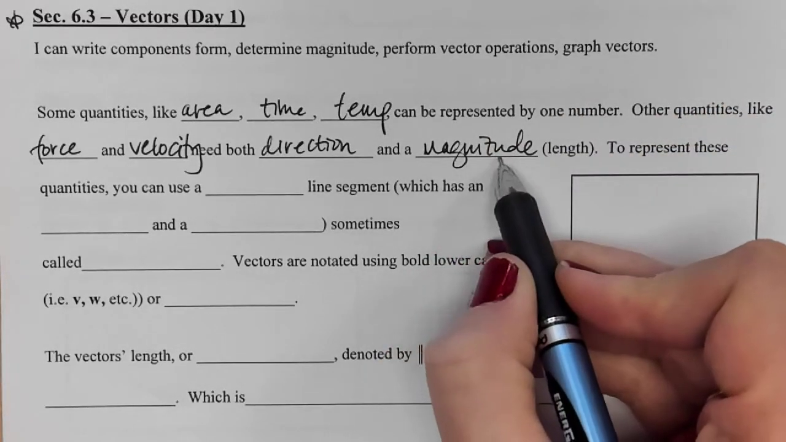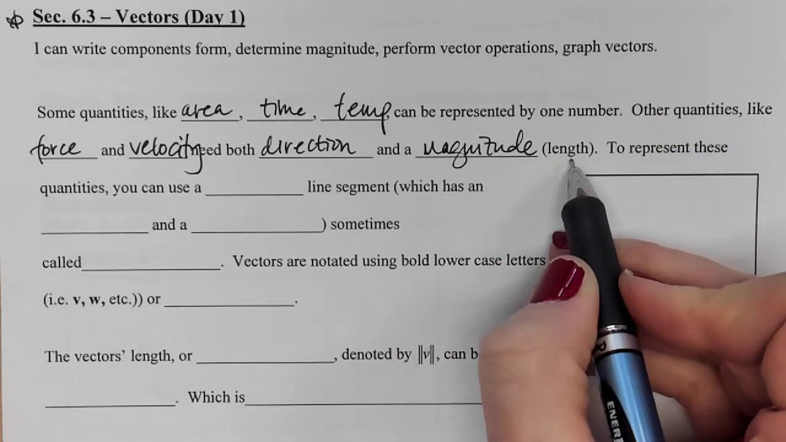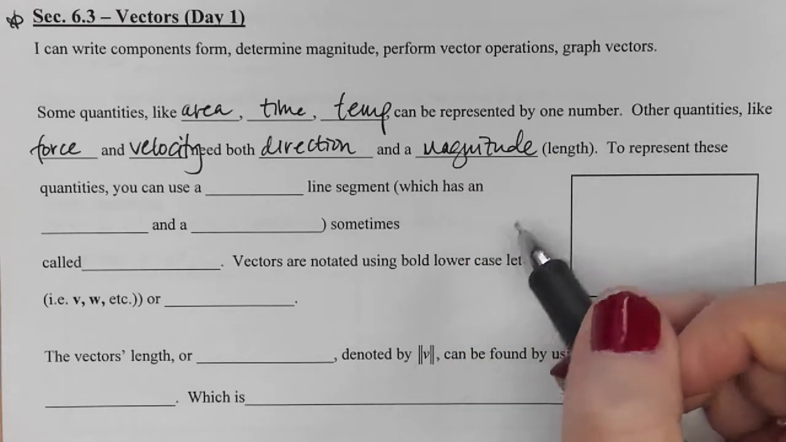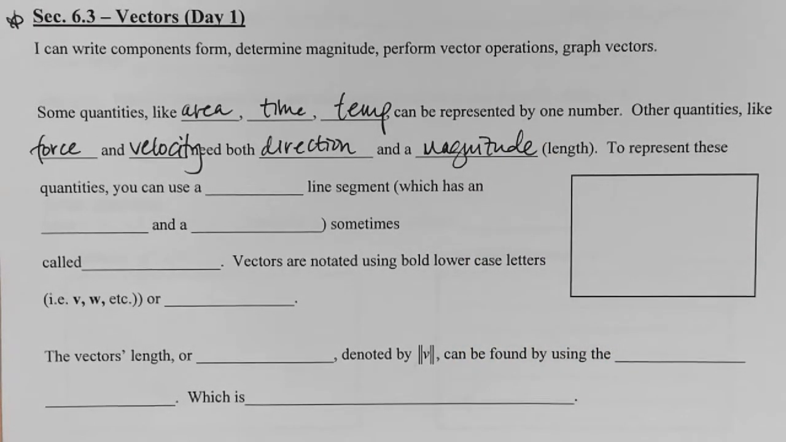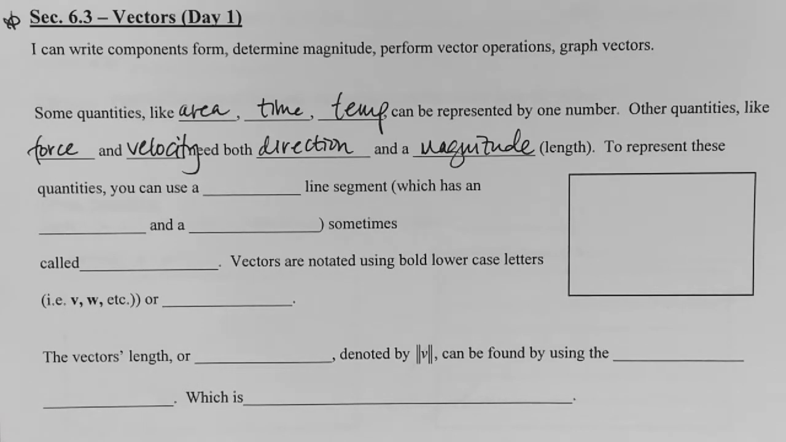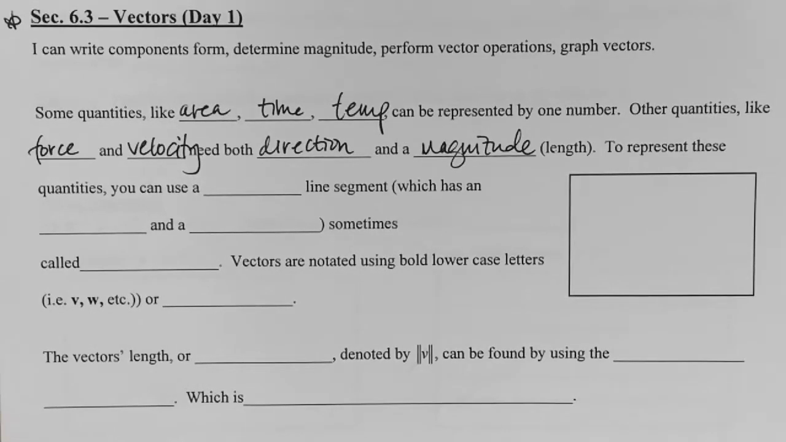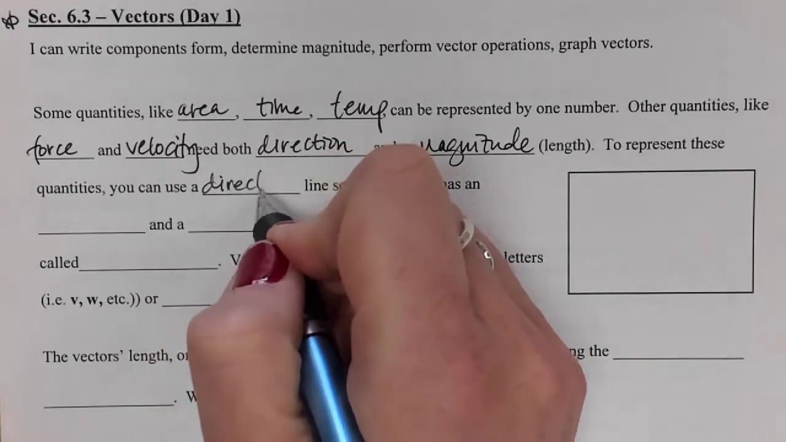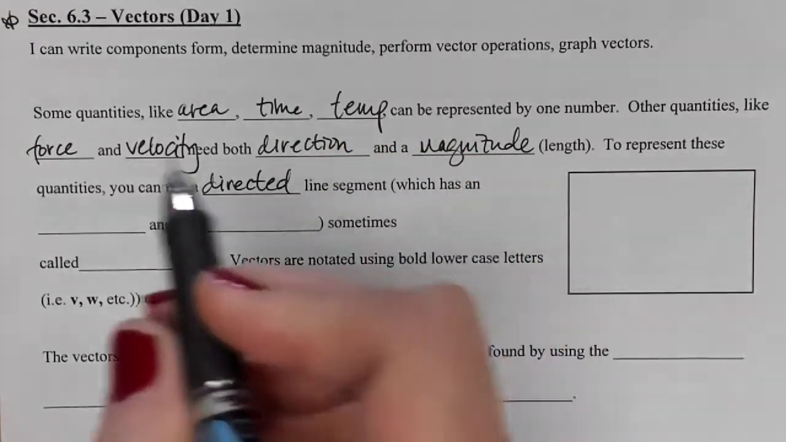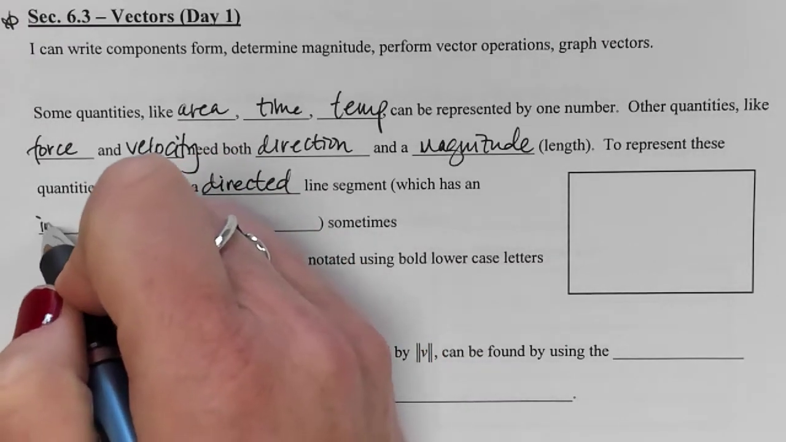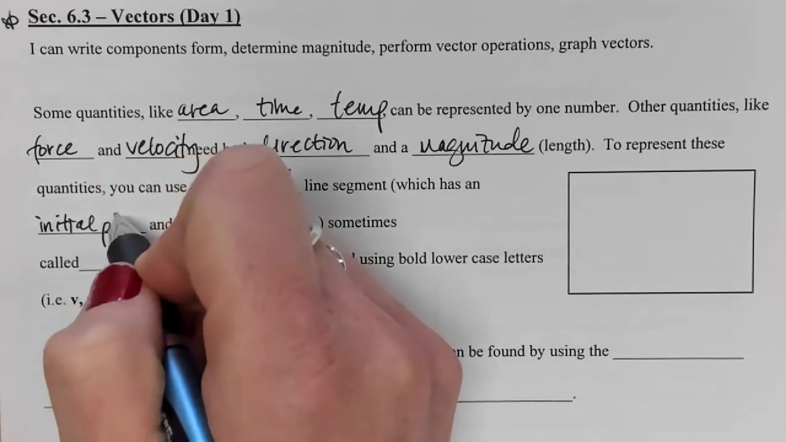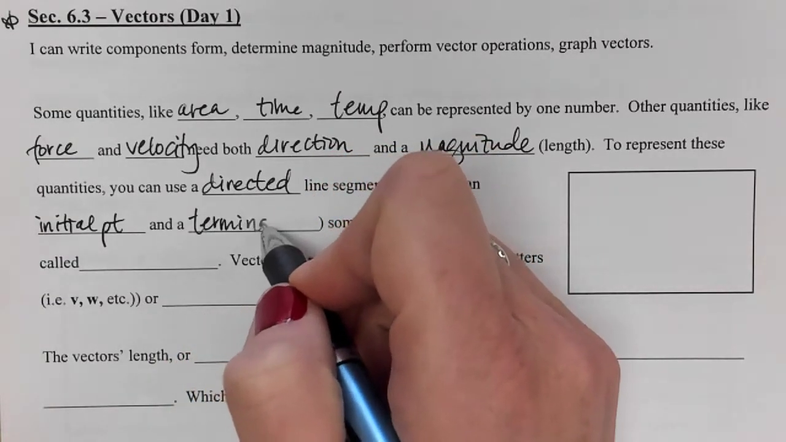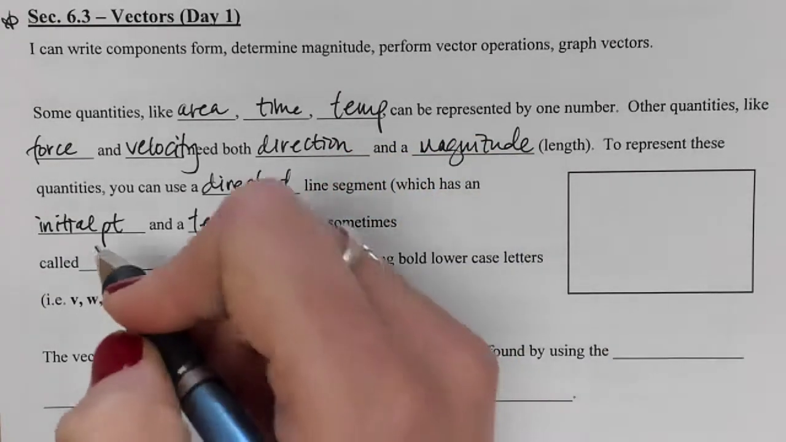Here's one word for you already. If you don't know that magnitude means length, you wouldn't know to do the simple distance formula that you've been doing for years. So maybe magnitude on one side of the card, length, distance formula on the other side. So you're just practicing what is the word, what does it mean, and then what formula am I going to use. So to represent those quantities, you can use a directed line segment, which has an initial point and a terminal point, somewhere to start and somewhere to end, sometimes called a vector.